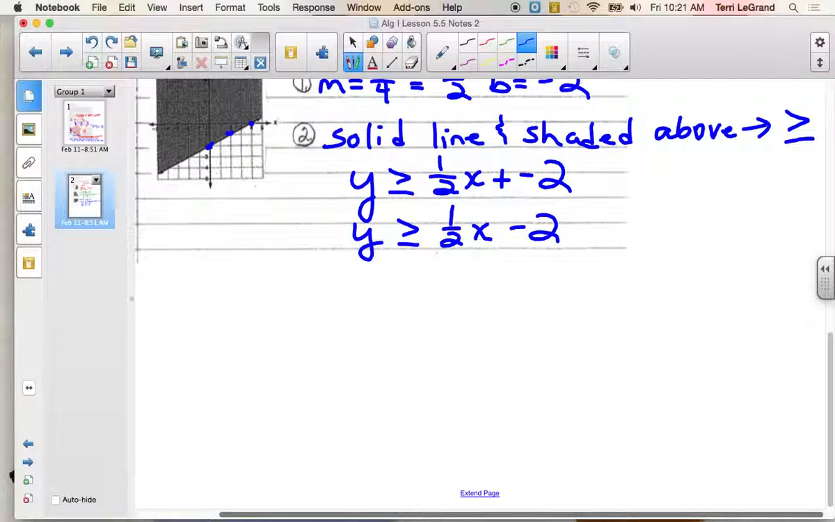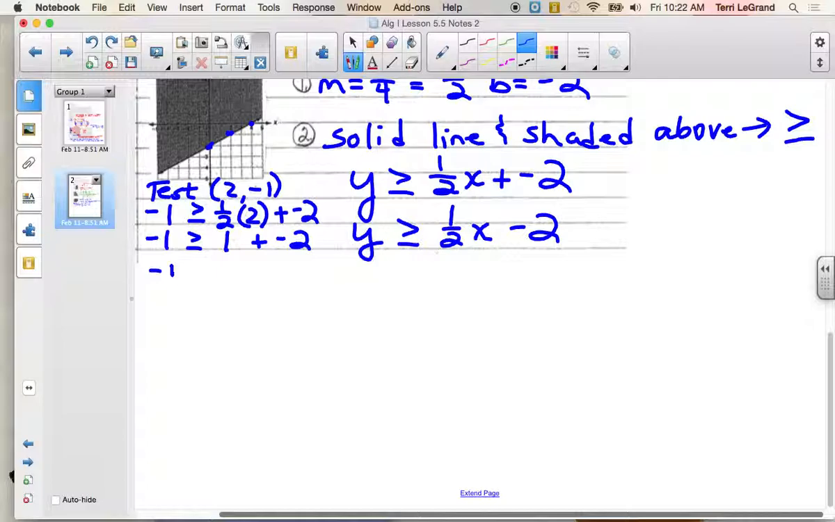Okay? So if we test (2, -1), what we're really saying is we put -1 in for y: -1 is greater than or equal to 1/2 times 2, and then plus that -2 or subtract 2. So -1 is greater than or equal to 1 plus -2. What is 1 plus -2? -1. And notice which part of the inequality statement makes it true? The equal to part, and that's the part it should be, because it's on the line.